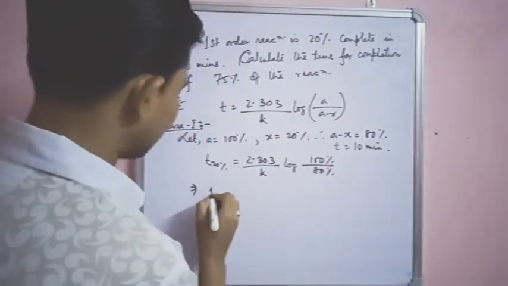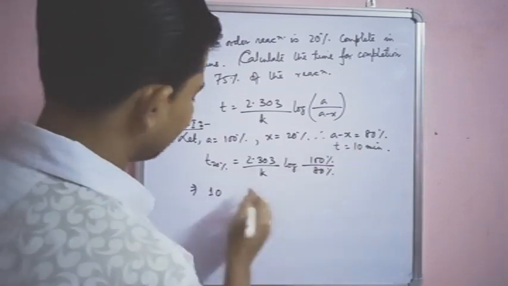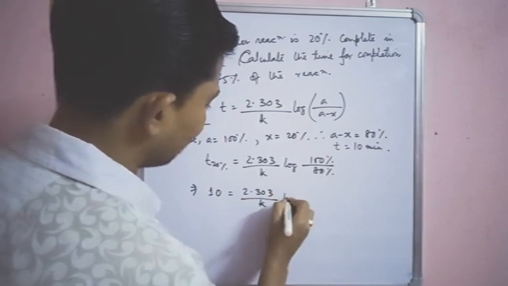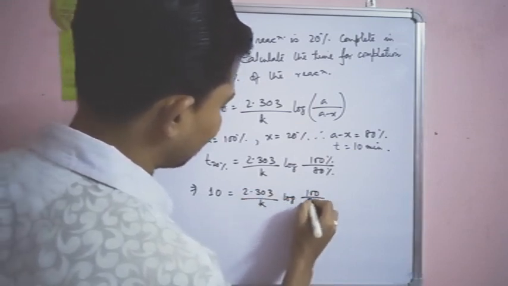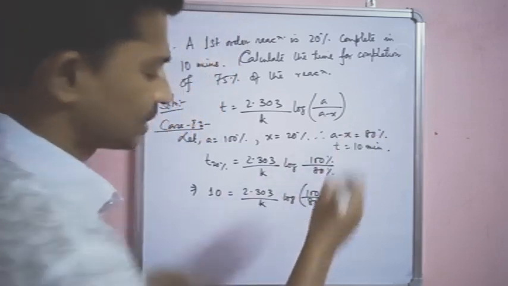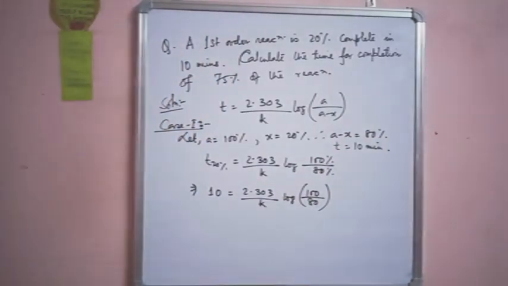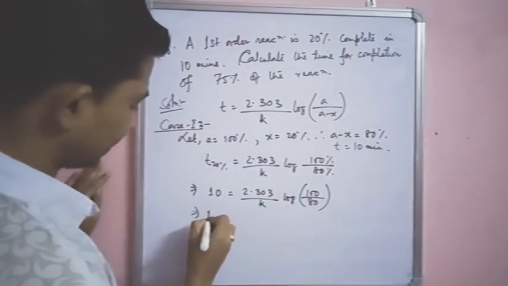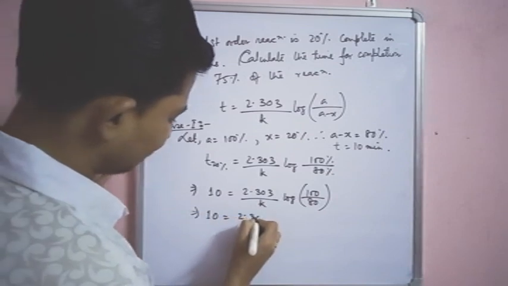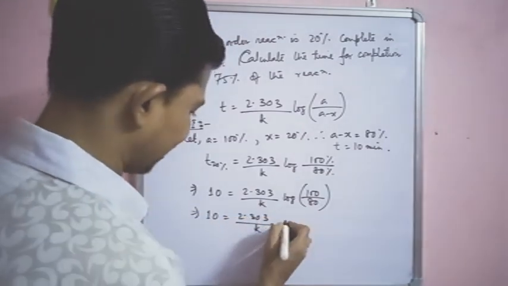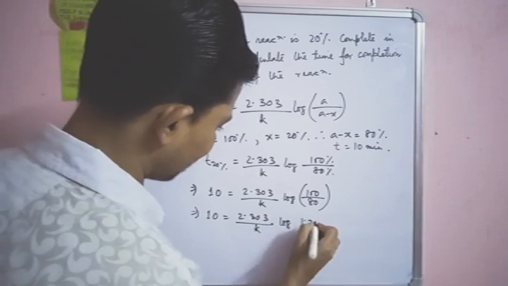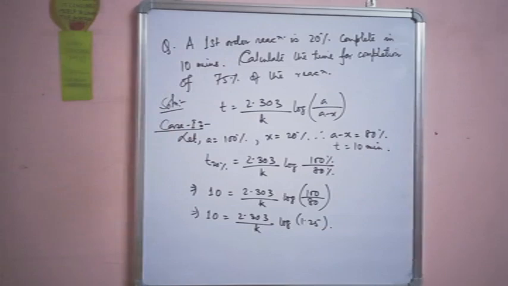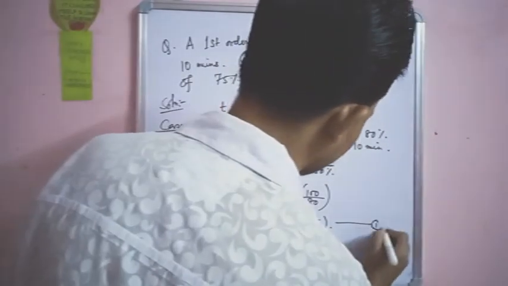So which implies T 20% कितना है 10 मिनट है, 10 is equal to 2.303 by K log of 100 by 80. ठीक है, परसेंट कैंसिल हो जाएगा, so 100 by 80. Okay, so we can write 10 is equal to 2.303 by K log of 1.25. ठीक है, सो ये हो गया हमारा इक्वेशन 1. दे देते हैं इसको इक्वेशन 1.